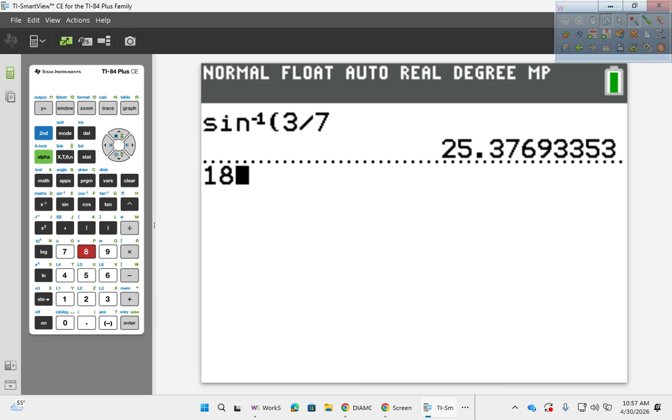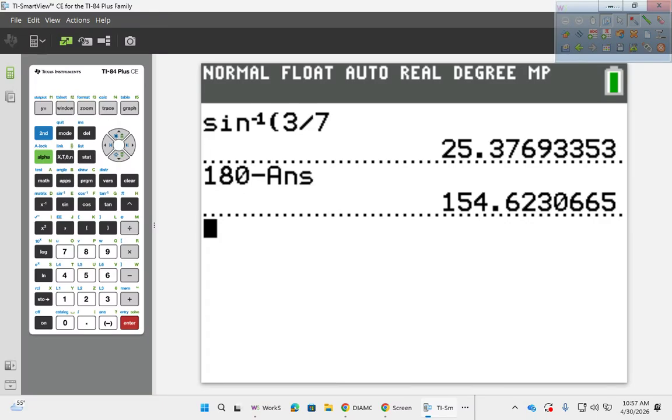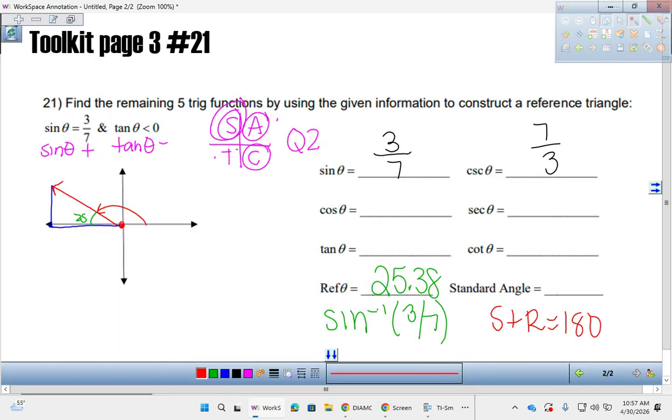So 154.62. And I didn't even fill in the sides of the triangle yet. So I can get all of that information just from those two things. The only thing I can't get from those two things is these.